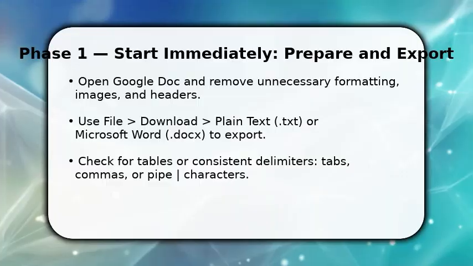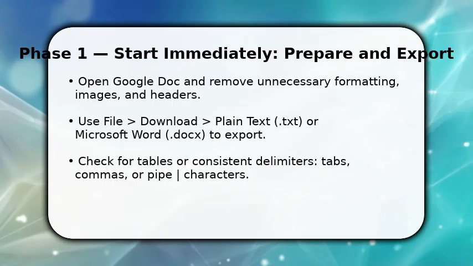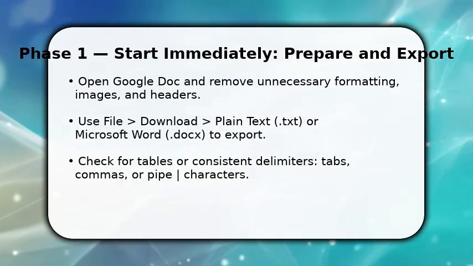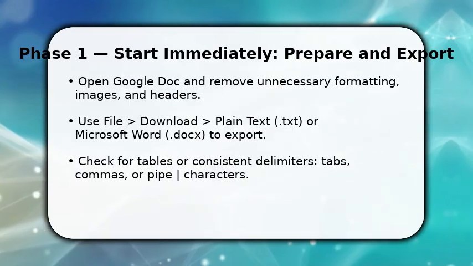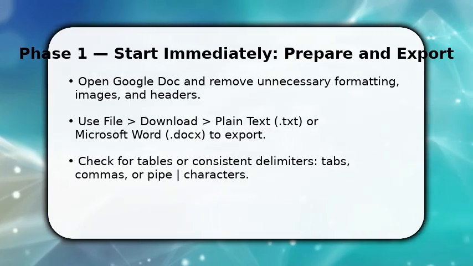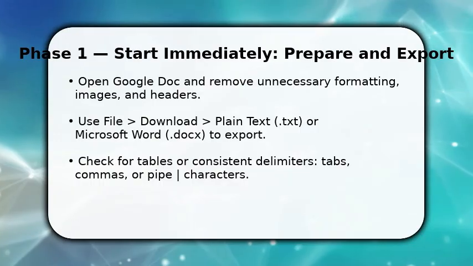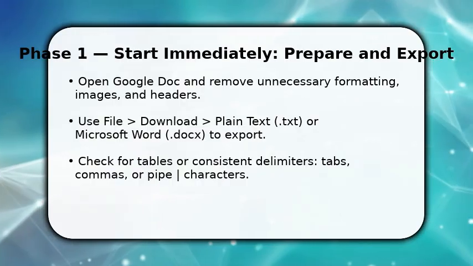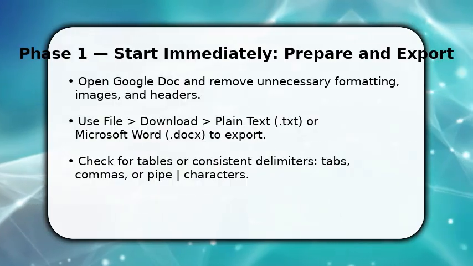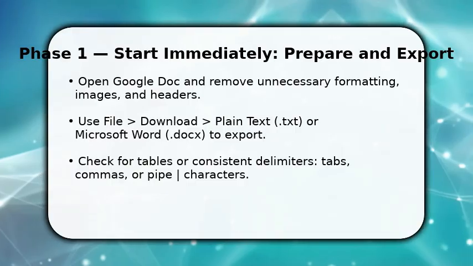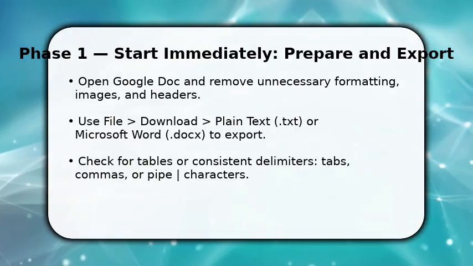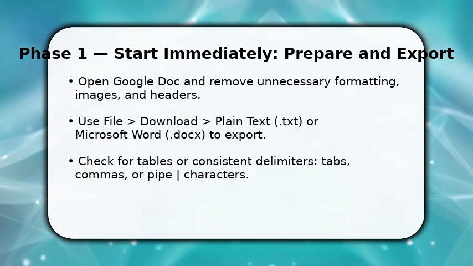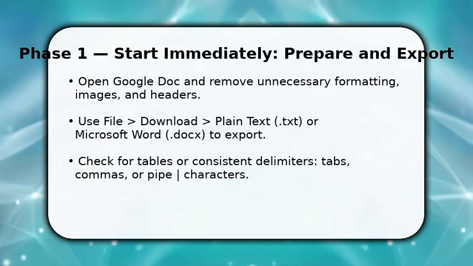You start by cleaning the document now. Remove images, extra headers, and manual line breaks so data is consistent. This reduces errors later. Next, export the doc as plain text, TXT or Word, docx depending on table structure. If you have tabular data, make sure columns use tabs or commas as delimiters. Once done, save a copy named clearly. These steps force predictable formatting and set you up to import into Excel without guesswork.